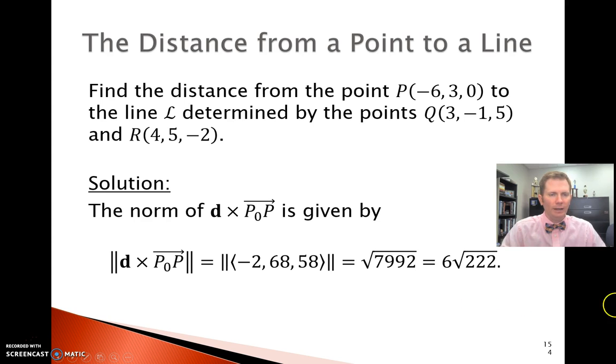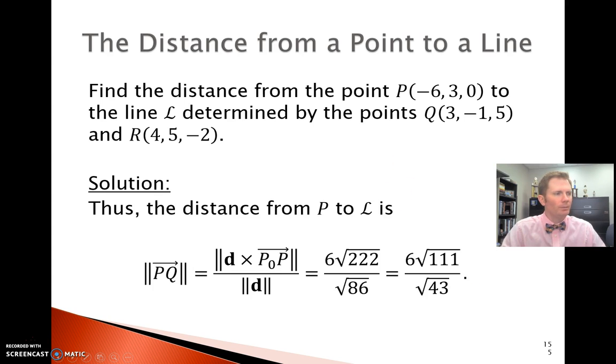So the last piece of the puzzle is to simply put the values in the proper space in the equation. So we had that the magnitude of PQ, which is the distance we desire, is equal to the magnitude of this cross product that we just found, 6 times the square root of 222, divided by the magnitude of the direction vector, which we found earlier, the square root of 86. And reduce and simplify, and we get 6 times the square root of 111 over the square root of 43.